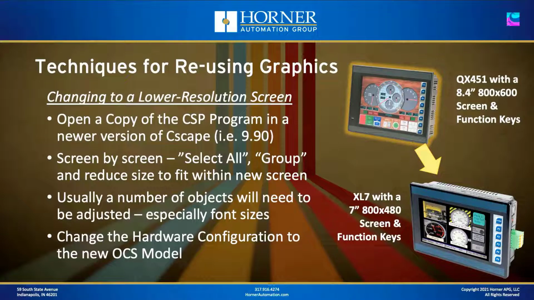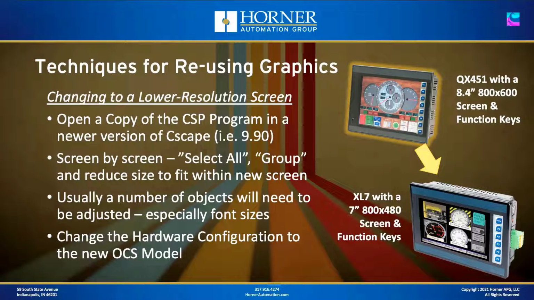So the 8.4-inch QX was a very popular product back in the day, and it had an 800 by 600 resolution, really high resolution. And from a size standpoint, the best replacement for that is probably an XL7. But keep in mind the XL7 has an 800 by 480 resolution, so it doesn't quite have the vertical resolution that the QX had, okay? So we're actually going to need to go from higher resolution to lower resolution in this case. Again, from an older 800 by 600 product to a newer 800 by 480 product.